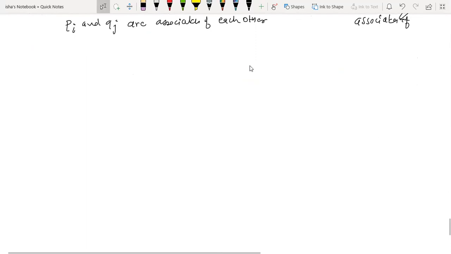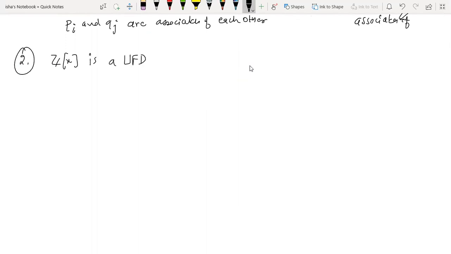So to give you another example of UFD, example number 2 of a unique factorization domain is Z[x], the ring of polynomials over integers. This is a unique factorization domain. So you can understand this with the help of a particular example. Let me take an example where factorization is possible: x raised to power 4 plus 2x square plus 1. So we know that it has the factorization x square plus 1 into x square plus 1, because this is x square plus 1 whole square.